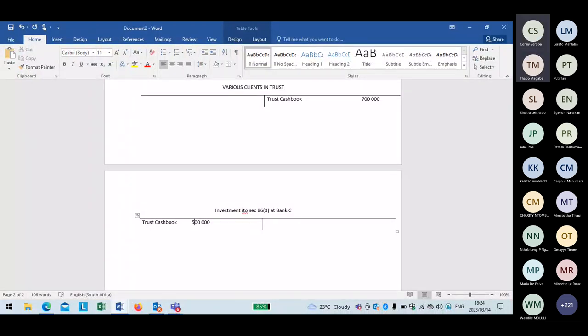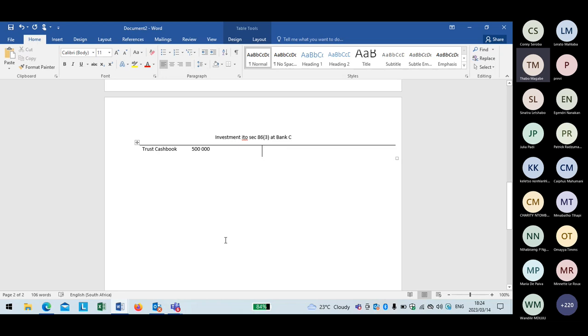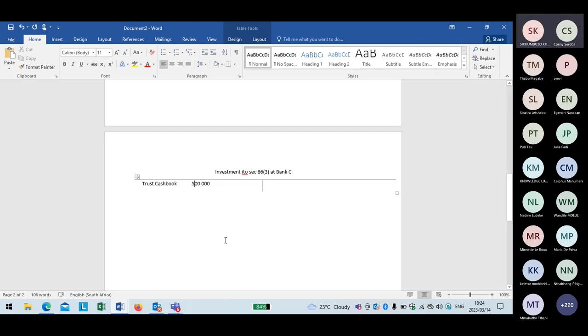So you'll open an account and record that it is an investment in terms of section 86.3 at Bank C, and you debit this investment account. Your narration will be trust cash book, and the amount is 500,000. This is what you are investing. Is that for various clients? No, this time it's a section 86.3 investment, for the LPFF.